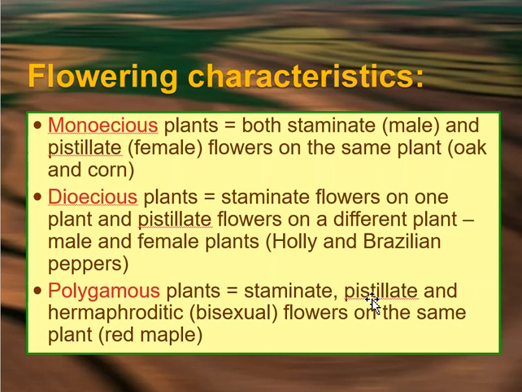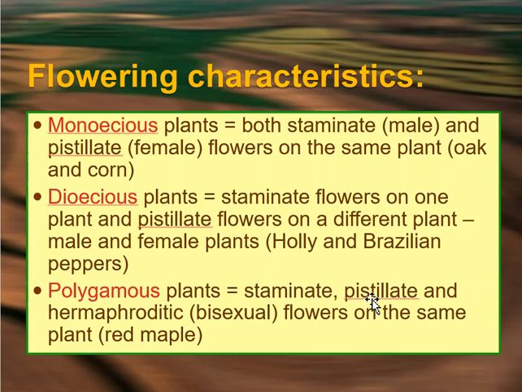Dioecious plants. They have staminate flowers on one plant and pistillate flowers on a different plant. So essentially it means that there's male and female plants. So you better hope that your plants are planted so that you have a male, female, but you don't have a row of males and no females, or a row of females with no males, because otherwise your fertilization rate would be lower. So examples of these would be the holly plant and then Brazilian peppers as well.